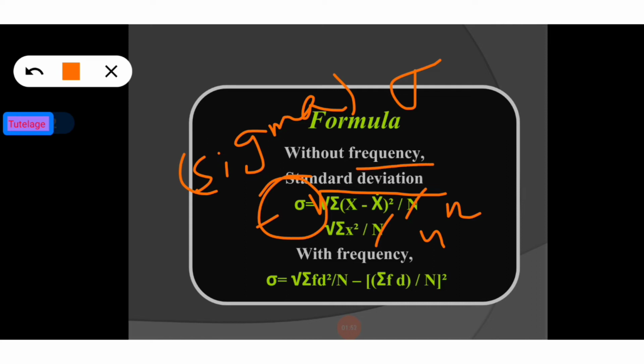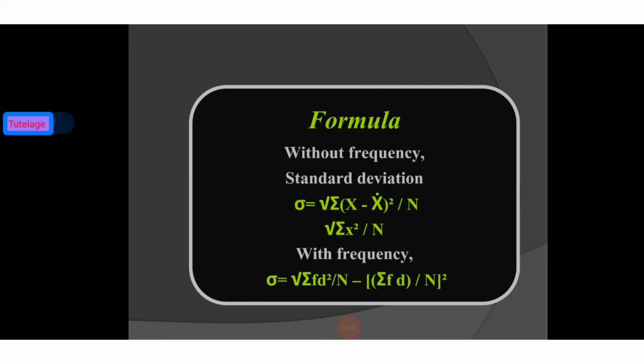So now going to the next formula with frequency series, sigma is equals to root over summation fd square divided by n minus summation fd by n whole square. Okay, so now going to the calculation or the estimation process of the standard deviation, which is one of the most commonly and widely used measures of absolute measure of dispersion. So now let's move on to the next slide.